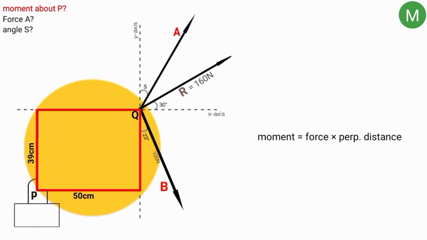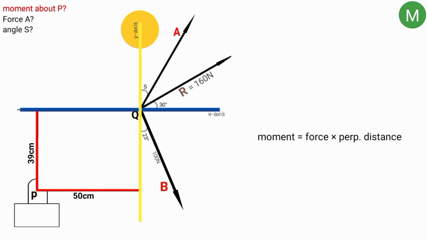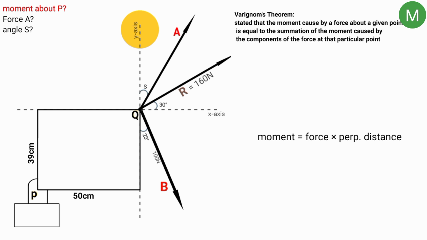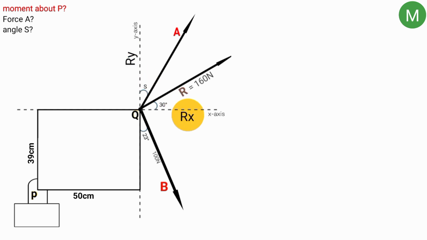But since the board is rectangular in shape and both its sides are directly on the x and y axis, we can use the Varignon theorem by adding the moment caused by the x component of the resultant 160 Newton and the moment caused by the y component of 160 Newton with respect to the direction of rotation. So what is the moment caused by the x component?